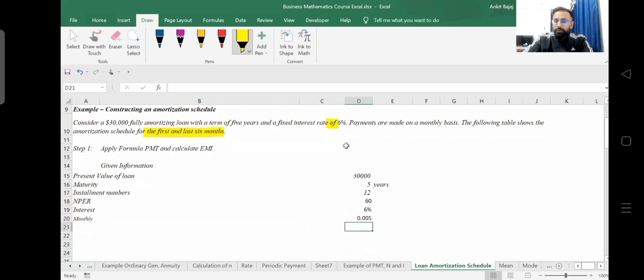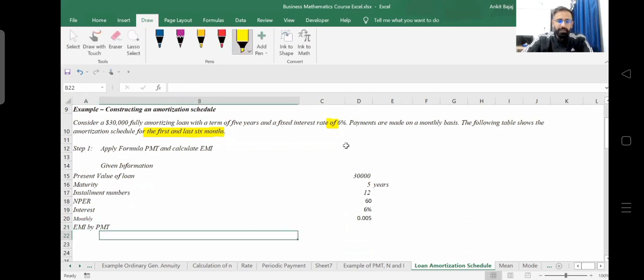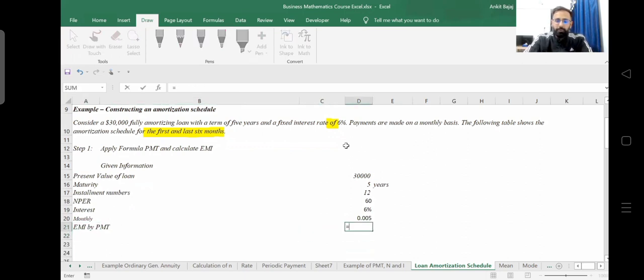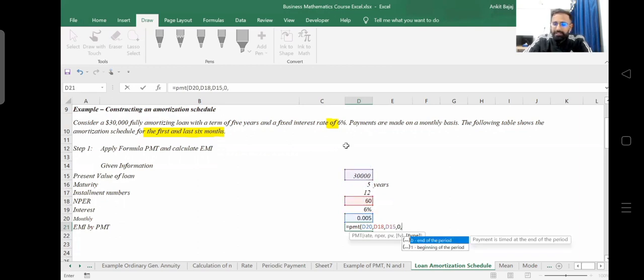Now, if we want to find out EMI, we have to apply the PMT formula. Basically, PMT means what payment we have to make every month, right? So here I will be calculating the EMI amount by applying the PMT formula. We have already learned how to apply the PMT formula. So equal to PMT, open the bracket. Then we have to select the rate. Then we have to select NPER, that is 60. Then the present value of the loan is 30,000, future value we don't know, so we will select 0. We are assuming that we will be making payments at the end of the month.